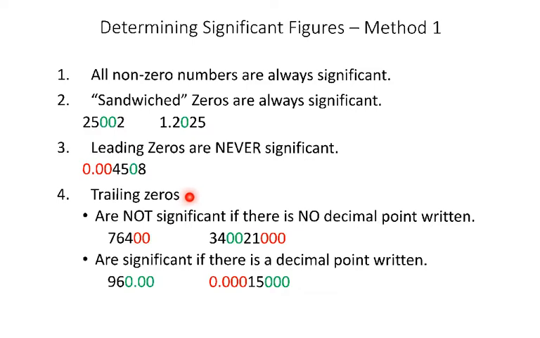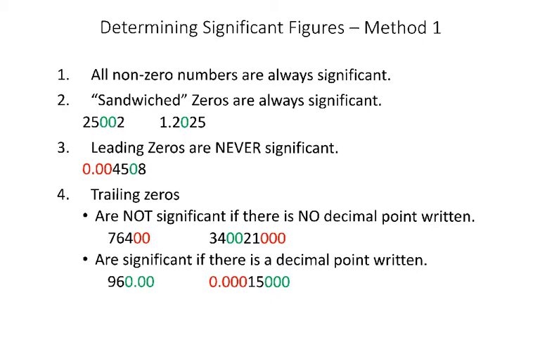Trailing zeros can be significant or not. If there is no decimal place written explicitly with the number, then the trailing zeros are not significant. So in this number, there's no decimal place, so the zeros at the end are not significant. So this number would have 3 significant figures. Again, there's no explicit decimal place written, so the trailing zeros are not significant. These would be sandwich zeros, so they are significant. So this number would have 1, 2, 3, 4, 5, 6 significant figures.